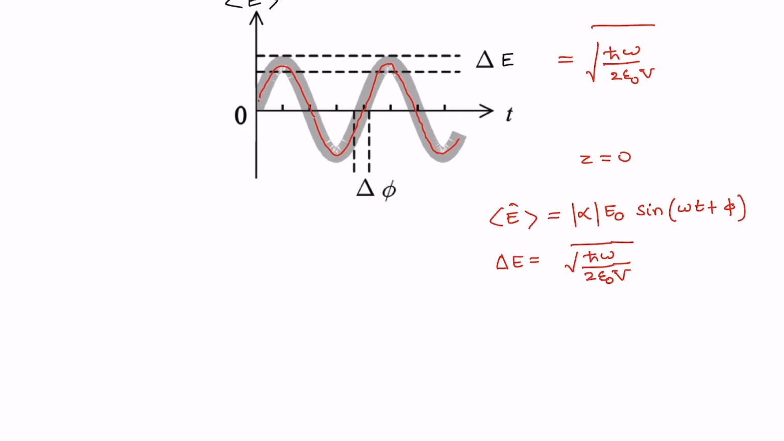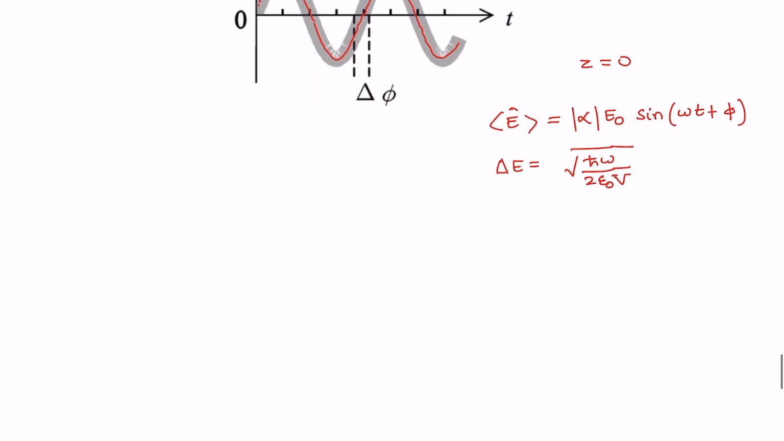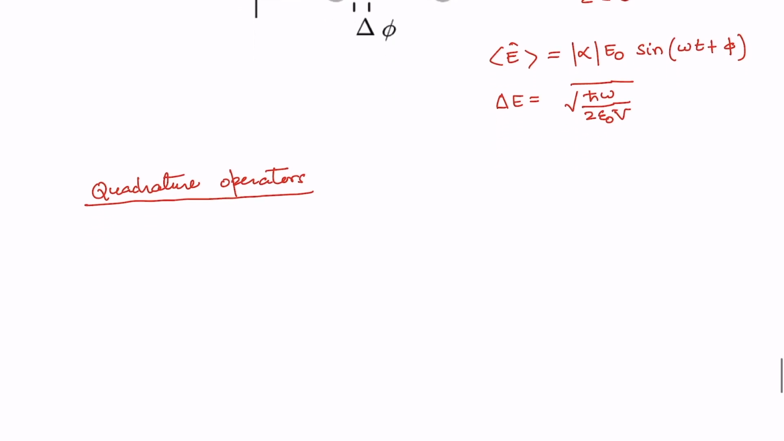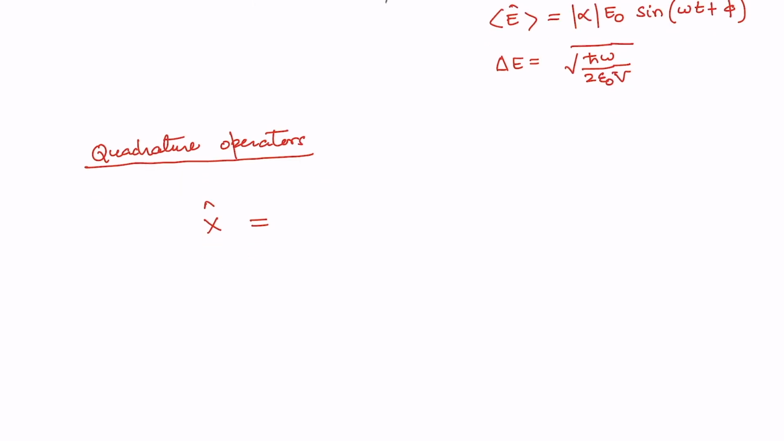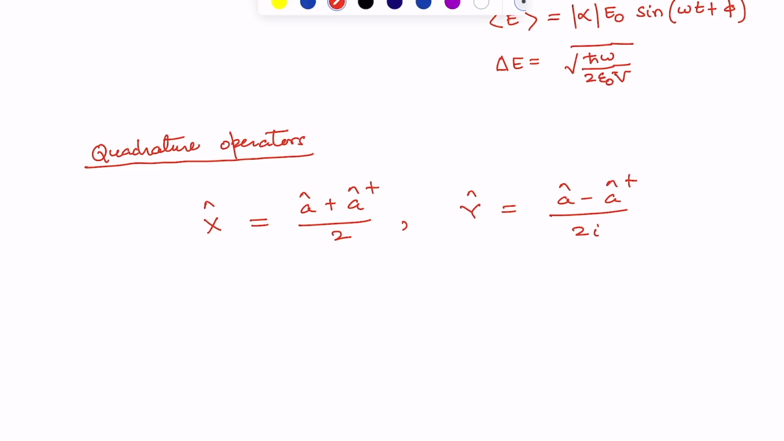Now many times, instead of the electric field operator, the so-called quadrature operators are used, because the quadrature operators are dimensionless, have deep physical meaning, and are very useful. Let me introduce these quadrature operators. Two operators we are going to have. One is x, defined as (a plus a dagger) by 2, and another quadrature operator is y, that is (a minus a dagger) divided by 2i. That's how the quadrature operators are defined.